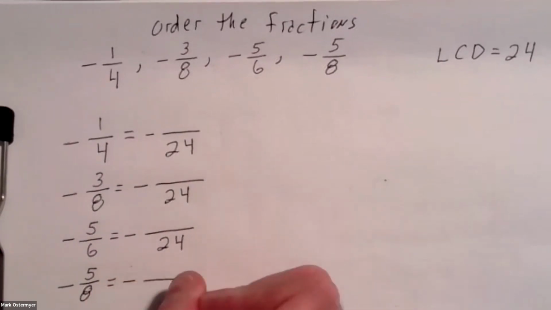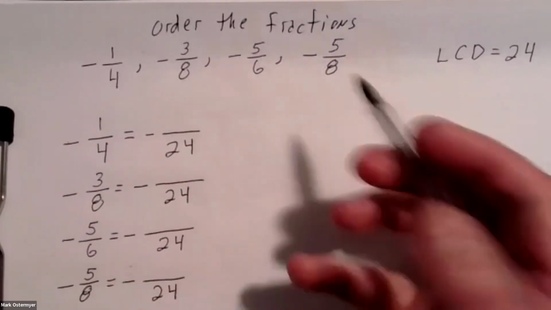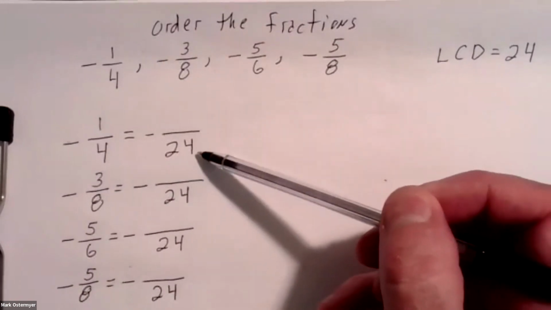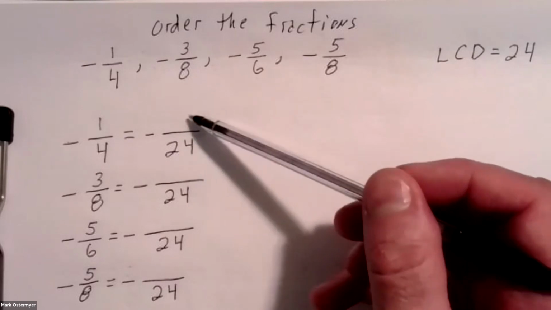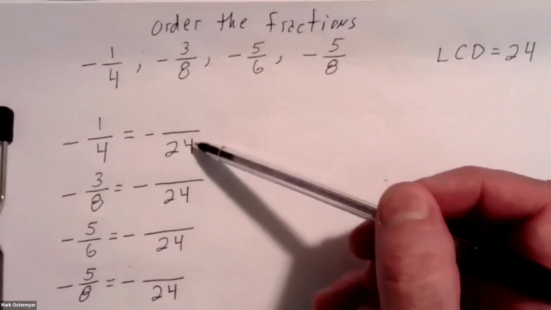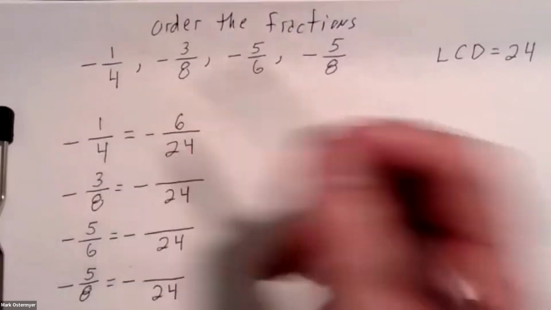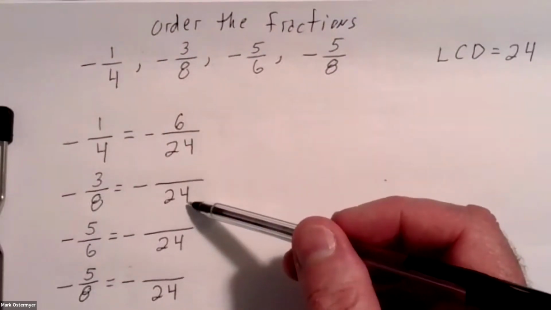Okay. All right, so what would be an equivalent fraction of -1/4 that has a denominator of 24? Can you tell me what that fraction would have to be? So it'd be -6/24. Yeah, -6/24 is equivalent to -1/4. What would be an equivalent fraction of -3/8?